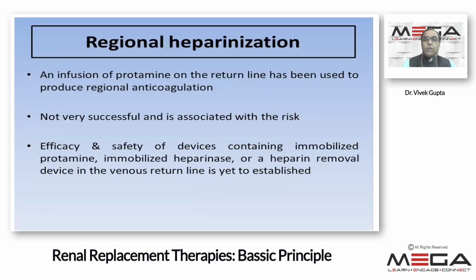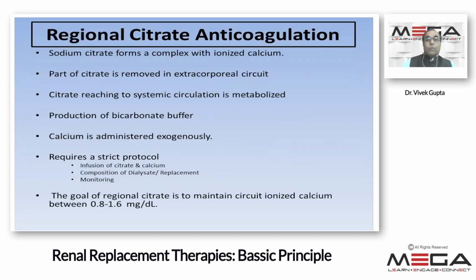Regional heparinization has been tried with the heparin and protamine complex, but it was not very successful and, in fact, was associated with certain complications. Regional citrate has come up as a very good option for anticoagulation, because the sodium citrate which is administered makes a complex with ionized calcium. Once it passes through the circuit, part of it goes through the effluent, and the remainder is metabolized in the body. What is metabolized produces bicarbonate and leads to correction of metabolic acidosis. And we can administer calcium so that we do not come across hypocalcemia.